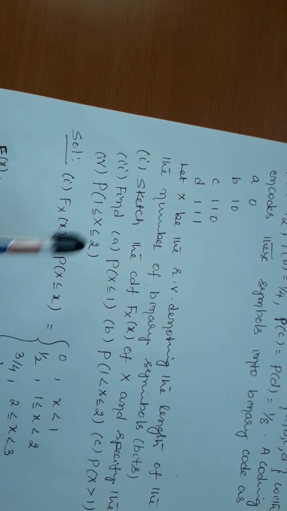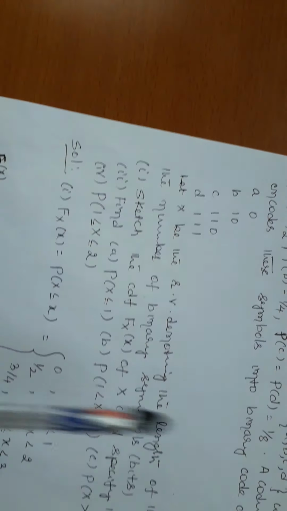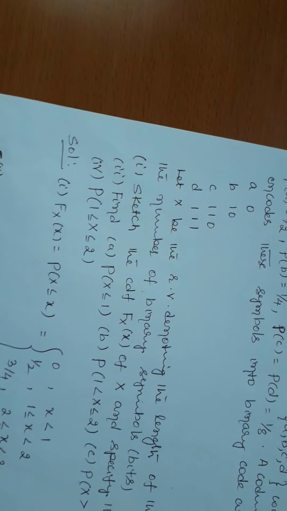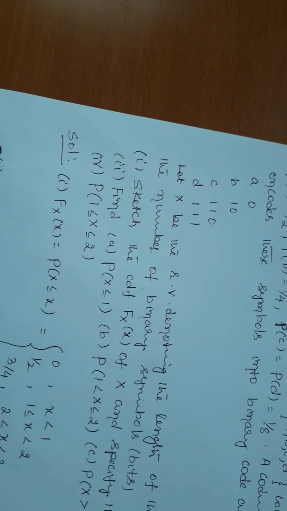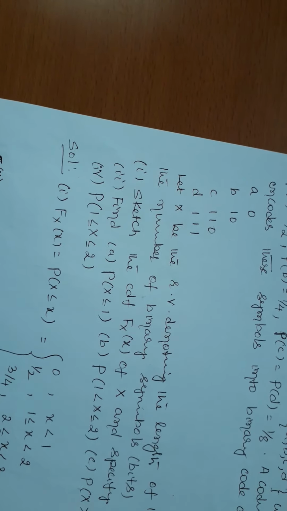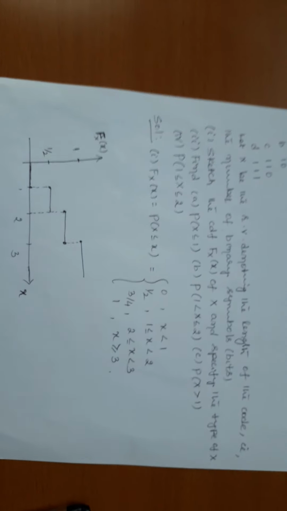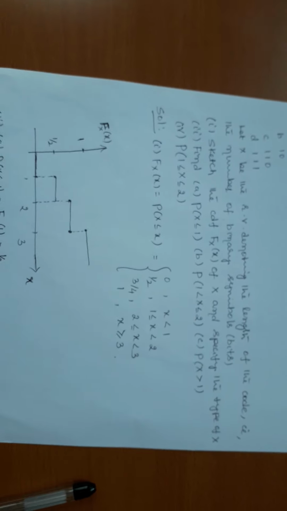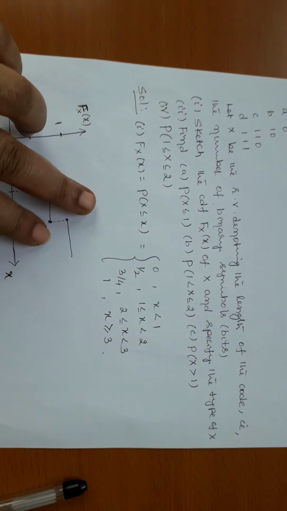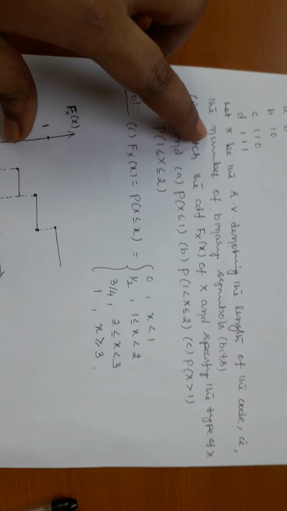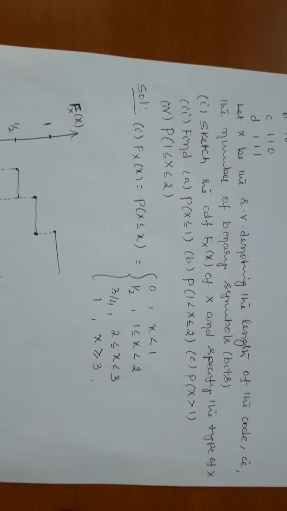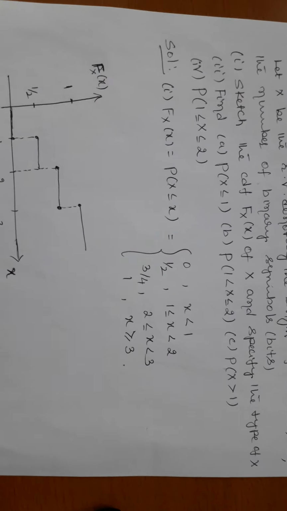3 by 4 plus 1 by 4, what do we get actually? I have to add these two, P of C and P of D. This is 1 by 8 plus 1 by 8, so adding we get 2 by 8, and 2 by 8 is 1 by 4. We added 3 by 4 plus 1 by 4 and we get 1. This is a way to find the cumulative distribution value based on the binary codes, binary symbols. I hope you clearly understood how we get this.